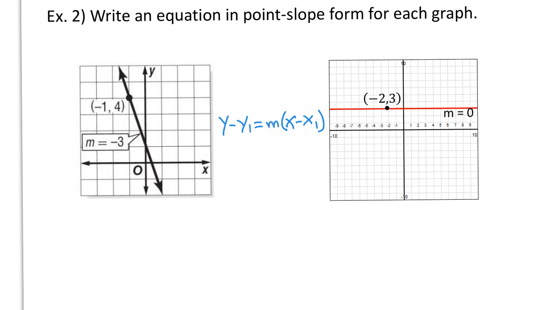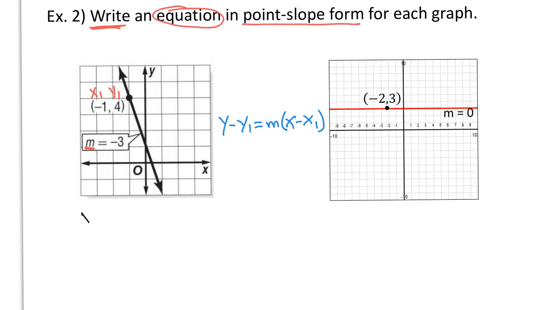Now the good thing is that in each graph, notice they give us the slope. The slope is negative 3, and they actually give us a point. Here we have a point, and we have the slope. So all we have to do is substitute the numbers in the correct spot. So first, for my graph on the left side, this is my x1 and my y1 right there, and I do have my slope negative 3. So I'm just going to substitute into the form. That's what they want. They want us to write an equation in point-slope form.